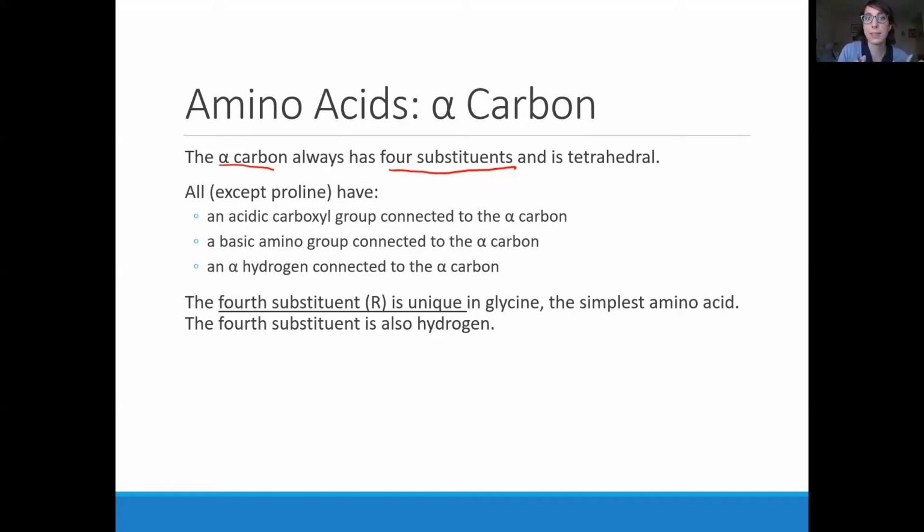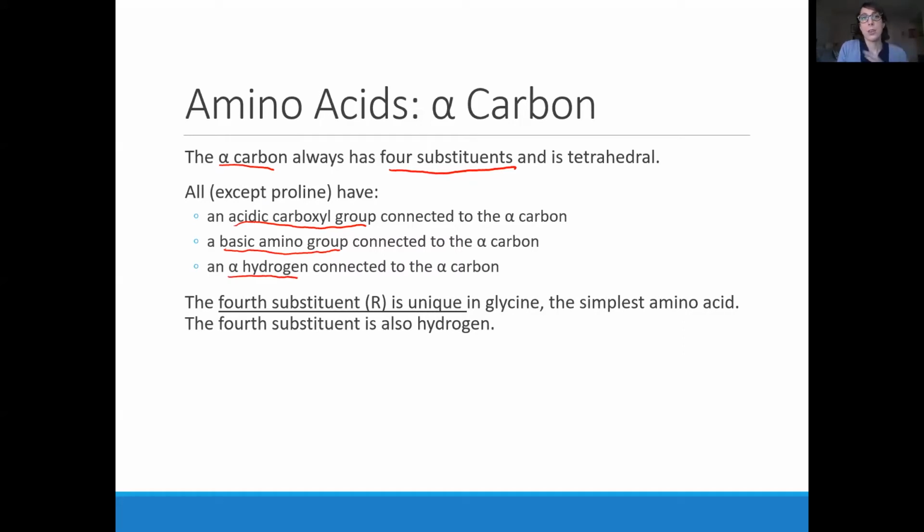All amino acids have 3 substituents that are the same. And this is except for one, and we will get to that one, except for proline. All other amino acids are going to have an acidic carboxyl group. They also will have a basic amino group. And they will have, thirdly, a hydrogen attached.